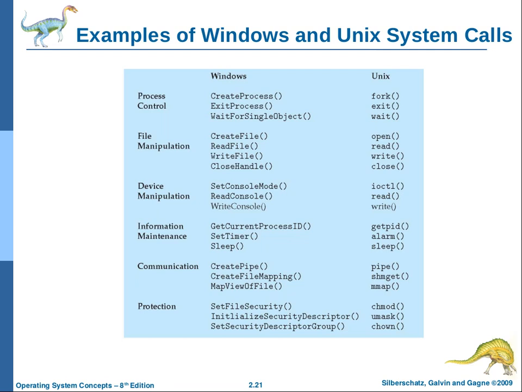Exit, you leave the process, you terminate the process, and then wait. You usually are waiting for some signal to come to your program so that you can start executing again. Windows has the same functionality. They're just called different things. Create process, exit process, wait for single object. Same thing. File manipulation, open, read, write, and close.